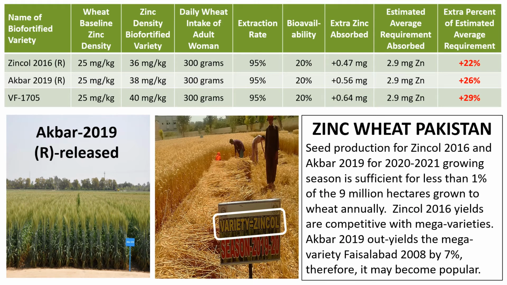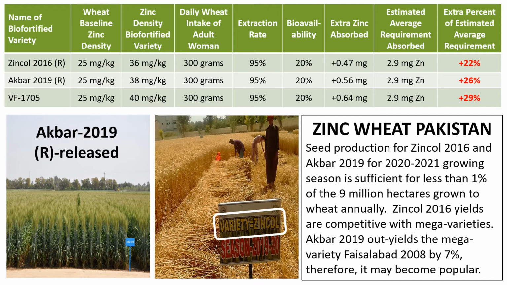For example, 2 varieties of high zinc wheat are released in Pakistan. Data in the table at the top of the slide shows that plant breeding is a stepwise process, with zinc densities climbing over time in the breeding pipeline, rising from 36 to 38 to 40 milligrams per kilogram. Under an assumption of 20% bioavailability, zinc wheats currently provide an extra 25% or so of the estimated average requirement, and this will rise over time with continued breeding.